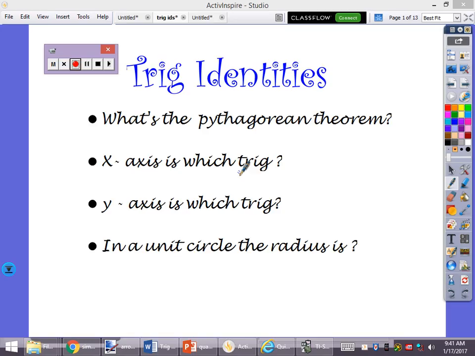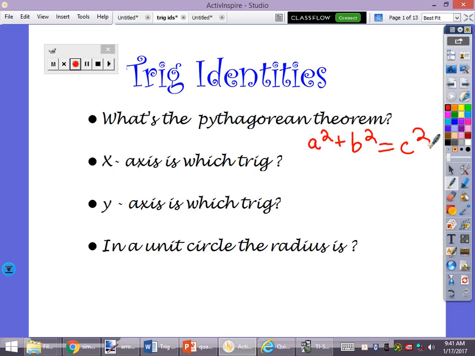All right, so what is the Pythagorean theorem? A squared plus b squared equals c squared. Excellent. The x-axis is which trig? Cosine. Which means the y is sine. And in a unit circle, the radius is 1. We're going to apply all this.